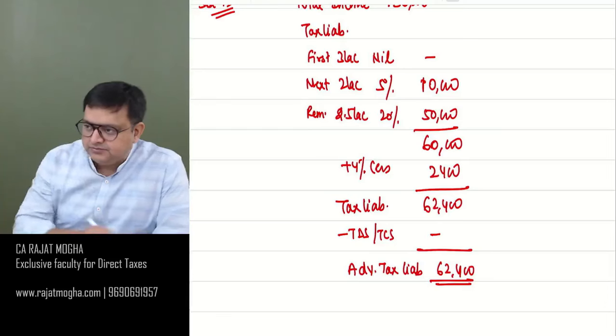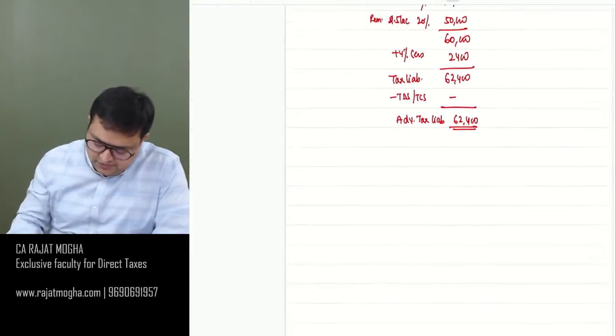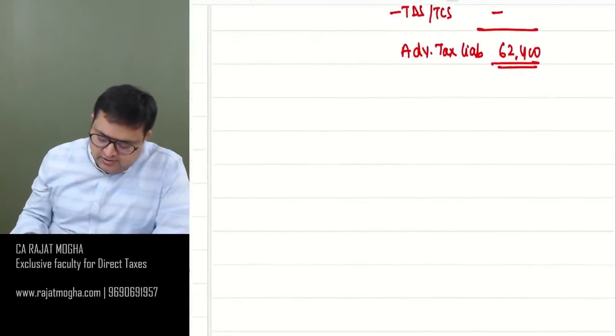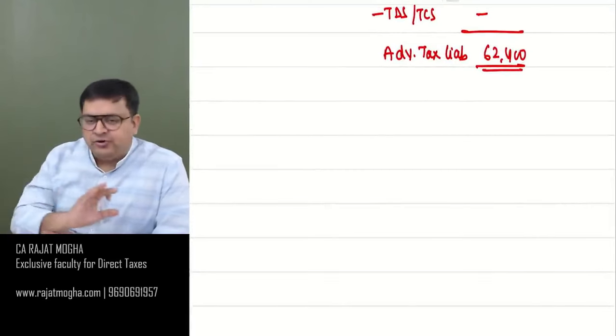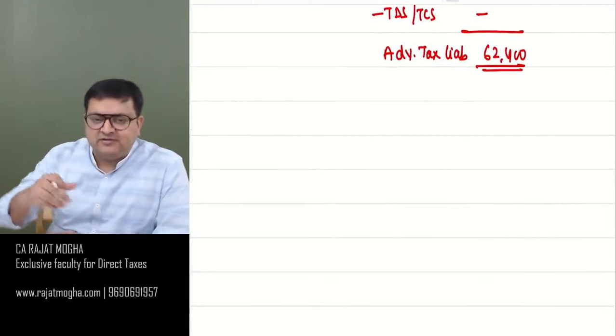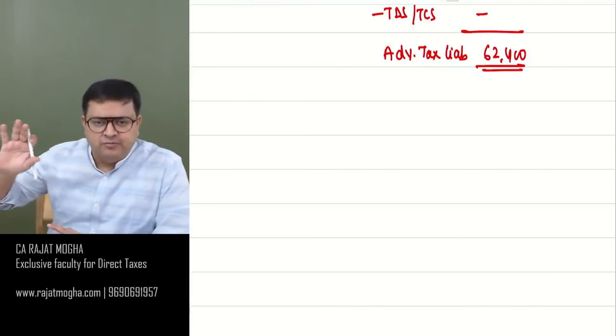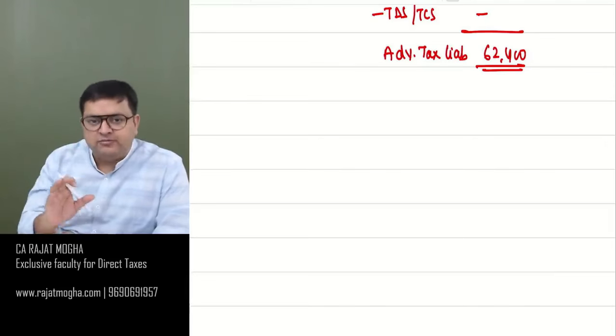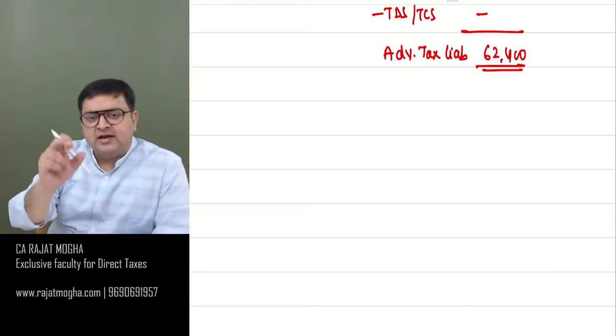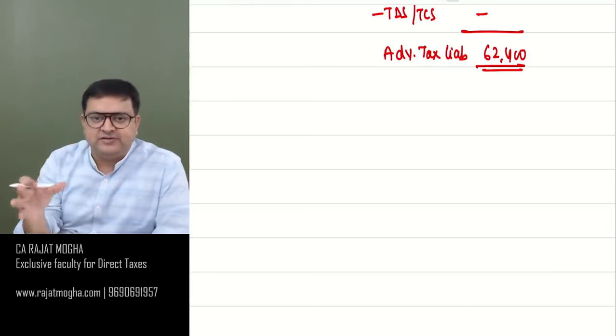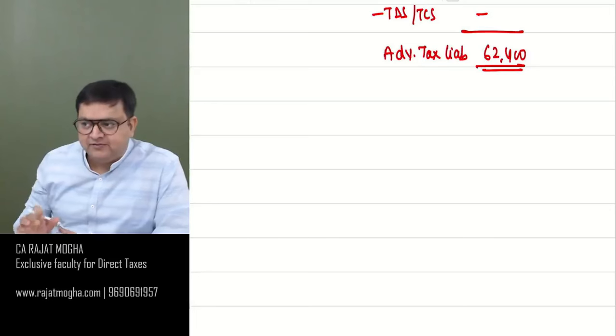Now, the assessing officer is doing it. I'm not doing it from the point of view of the assessee. How will the assessing officer come to know whether my advance tax liability would be more or less? He will come to know, but right now I'm not discussing that. My focus is 234C and 234B. First of all, 234C.